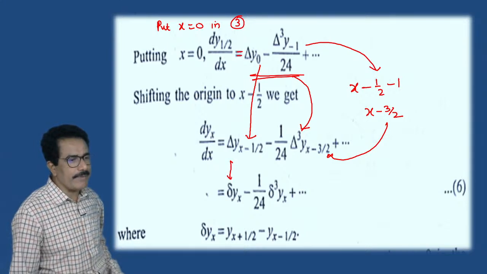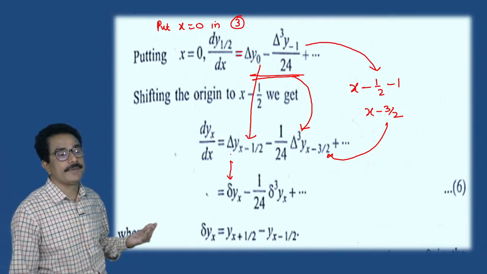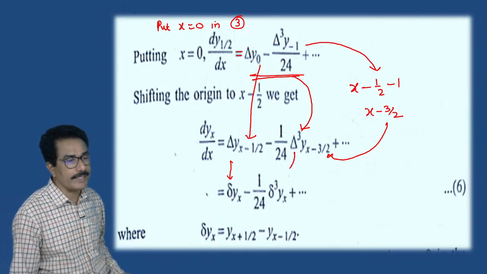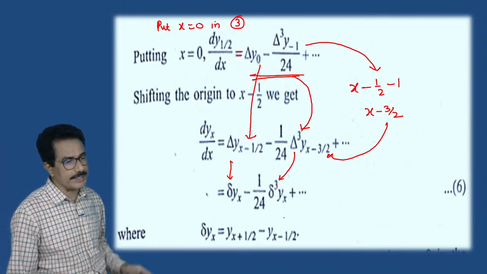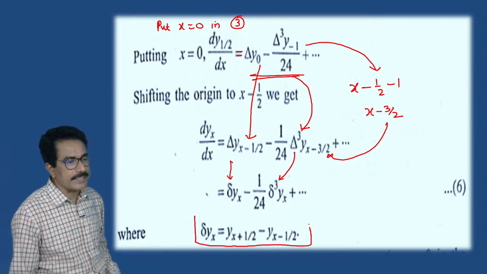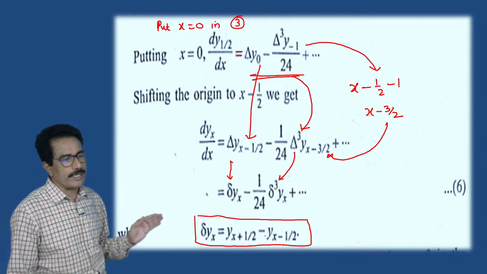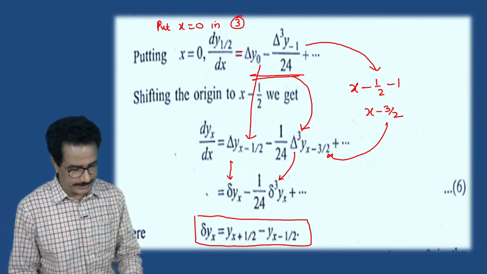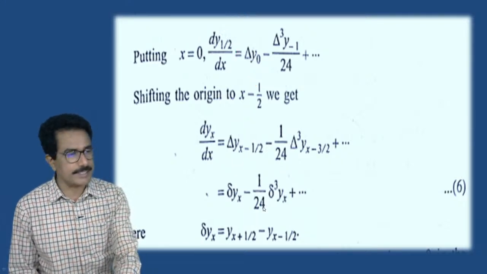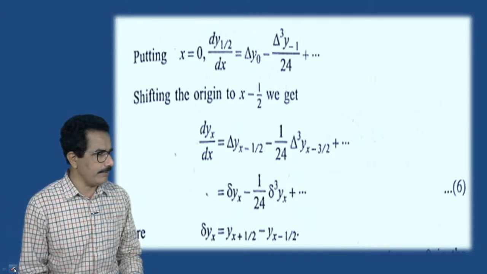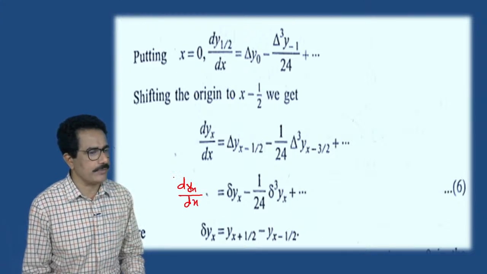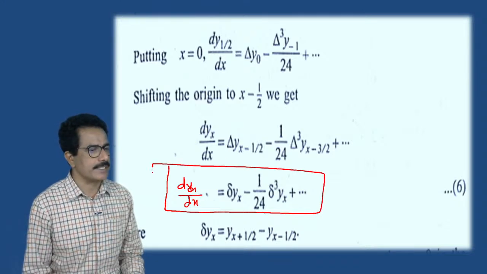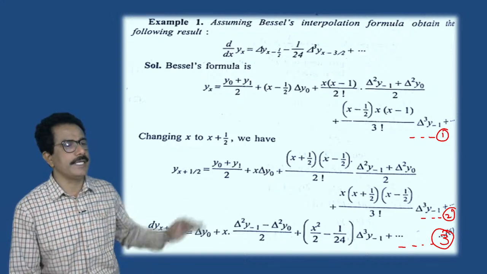सो दिस कॅन बी रिटन ॲज अ डेल्टा वाय एक्स, कारण फॉर्म्युला माहीत आहे पहा, डेल्टा वाय एक्स minus 1 by 2 we can write in the form of a delta, and this is in the form of a delta. So we can write this as delta yx minus 1 by 24 delta cube yx in this way, where a formula delta yx is equals to yx plus 1 by 2 minus yx minus 1 by 2. So we get this relation, and hence the final answer will be, so we get dyx by dx which is equals to delta yx in this way, and which is our required proof. आणि हेच आपल्याला प्रूव्ह करायचं होतं.